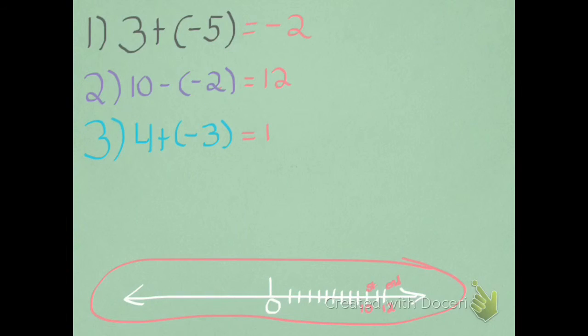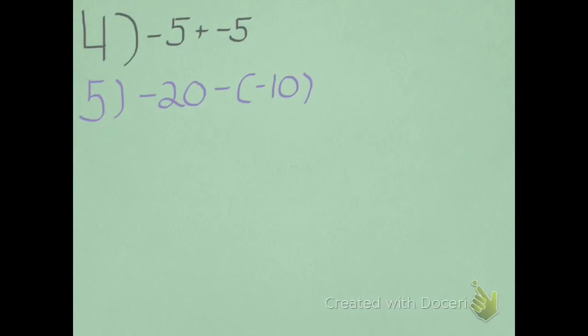Now we're going to do some more problems. Okay, so number 4, they're both negatives. So you know how I told you on the first problems that you need to change the sign to the opposite? Well, on this one you don't. You're just adding two negative numbers. So let's get rid of the negatives. So what's 5 plus 5? 10. Now we need to add the negative sign. So this would equal negative 10.